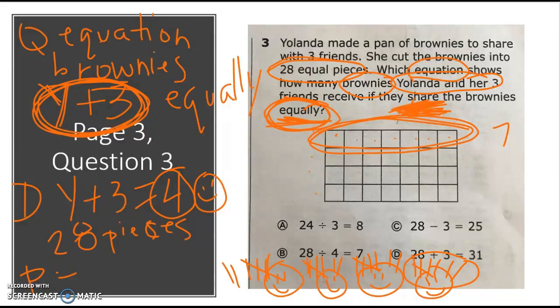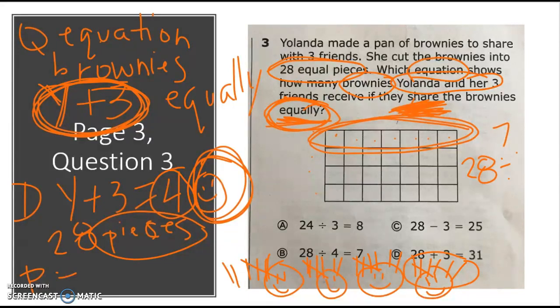So I know in division, I always start with my total because I don't share people. I share other things like brownies. I don't share people. Remember we said that's a terrible thing to do. So I have 28 brownies that I'm sharing with 4 people. We just discovered that that was 7. So B would be my correct equation.